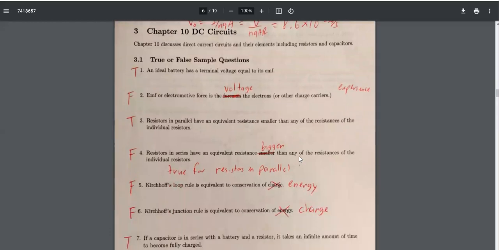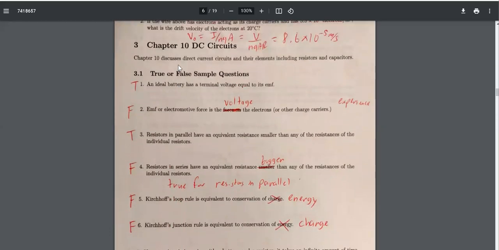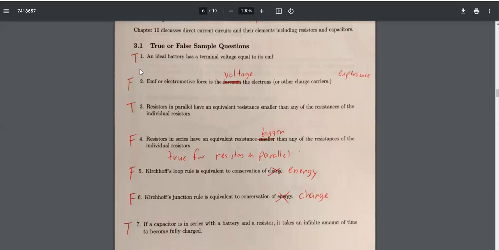All right, chapter 10. So this one also is mostly an easy chapter. The only tricky part are RC circuits. So we'll get to that in a second. So an ideal battery has a terminal voltage equal to its EMF. That's true. Only in a non-ideal battery are these things not equal.